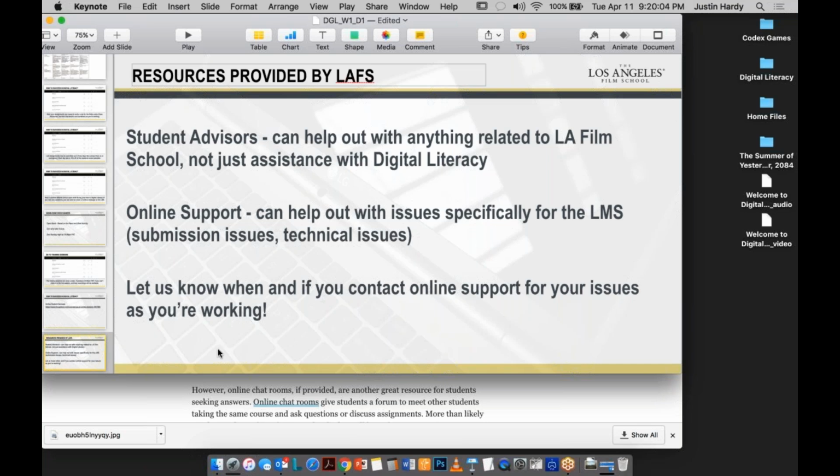So, as you're working, if you do have any technical issues, make sure that you email us or give us a call letting us know that, say, your laptop is on fire or you lost your file, whatever the case may be. Whatever your issue is, if you have to contact online support, make sure that you contact Jeremiah, make sure that you contact me, just letting us know that there's an issue so we can take that into account when we provide you an extension or some sort of exception for your work.